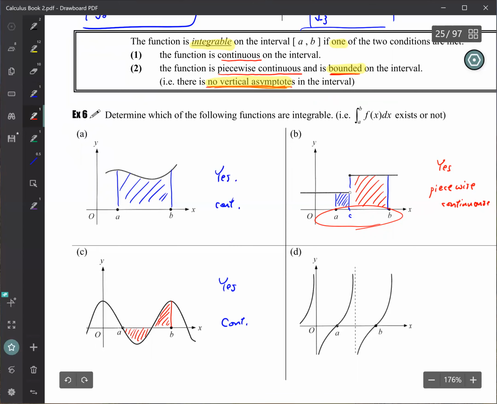Nope, this one is no. The area keeps on going, so we'll never finish finding the area. Same with this one. This one has an asymptote line, right? A vertical asymptote. So this one's no.